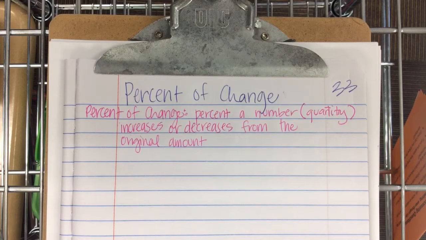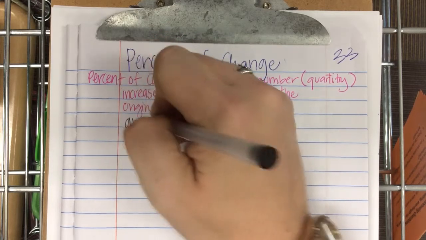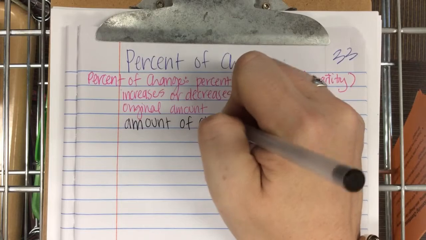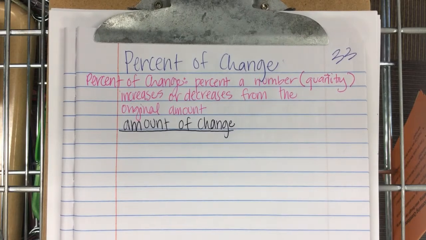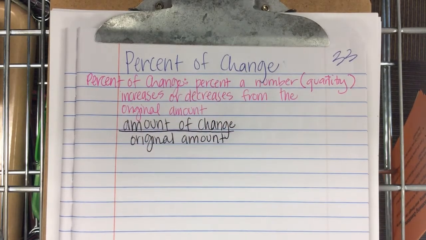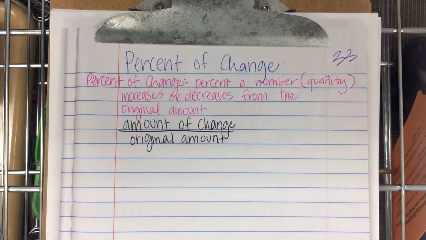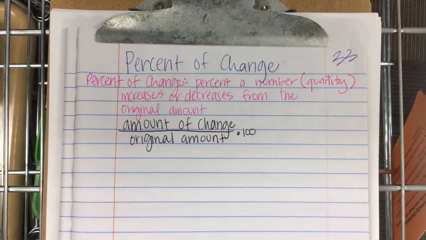Here's the formula. I'm going to write it two ways. It's the amount of change divided by the original amount. And since it's a percent, we're going to times 100. Right? Because percent means out of 100.